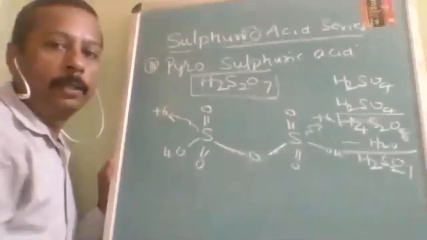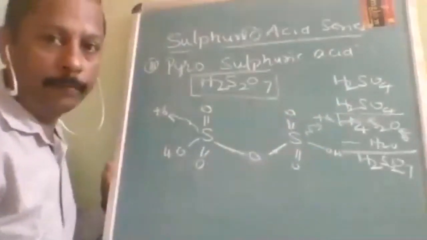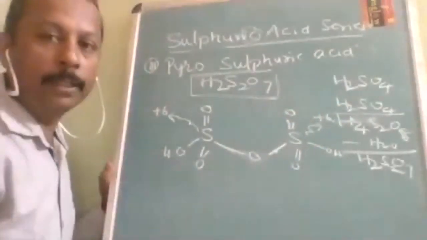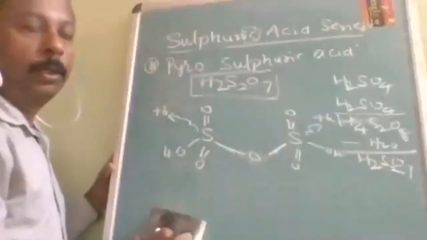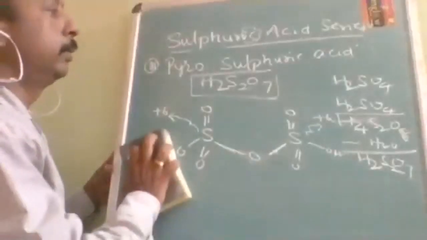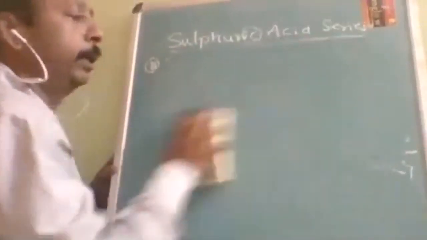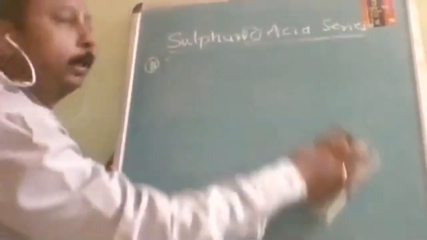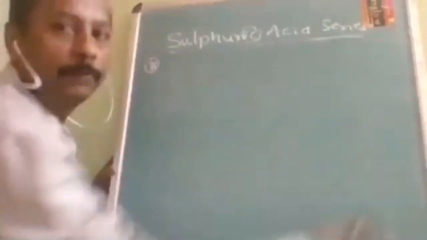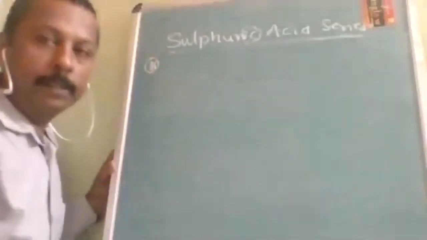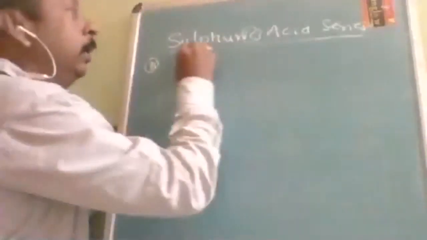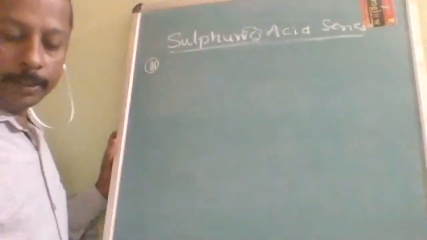So average is going to be how much? Plus 6 only. Understood? See how fast we are able to complete the sulfuric acid series. All the three elements are completed. So starting will always be difficult, but afterwards it may be easy. Okay, next, what is the series name?